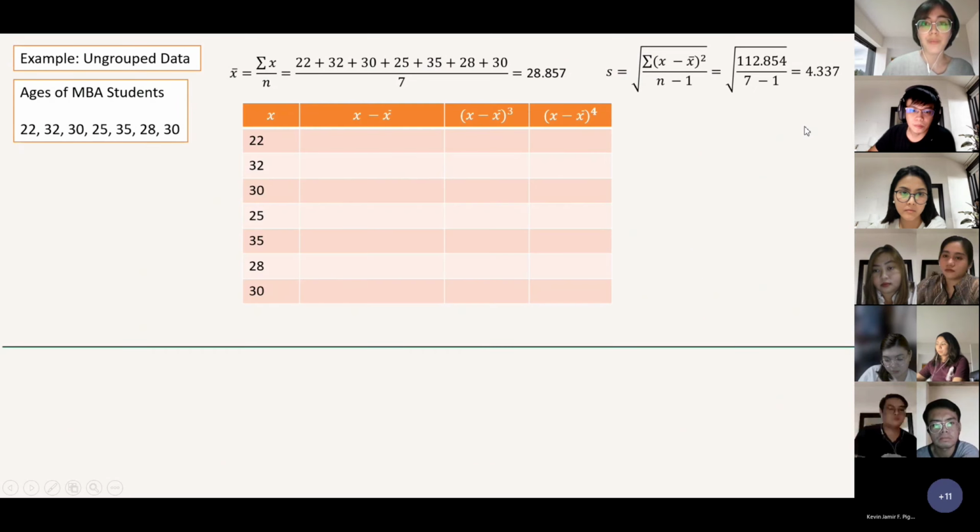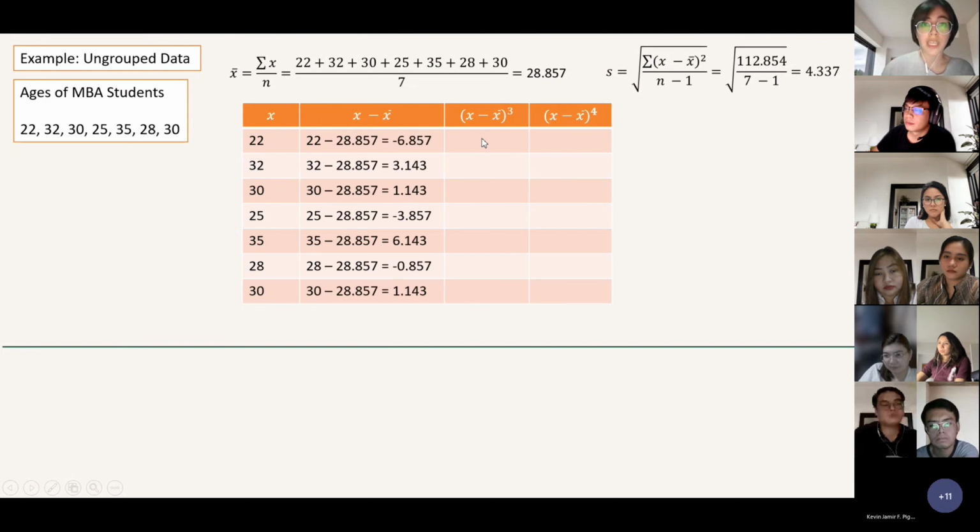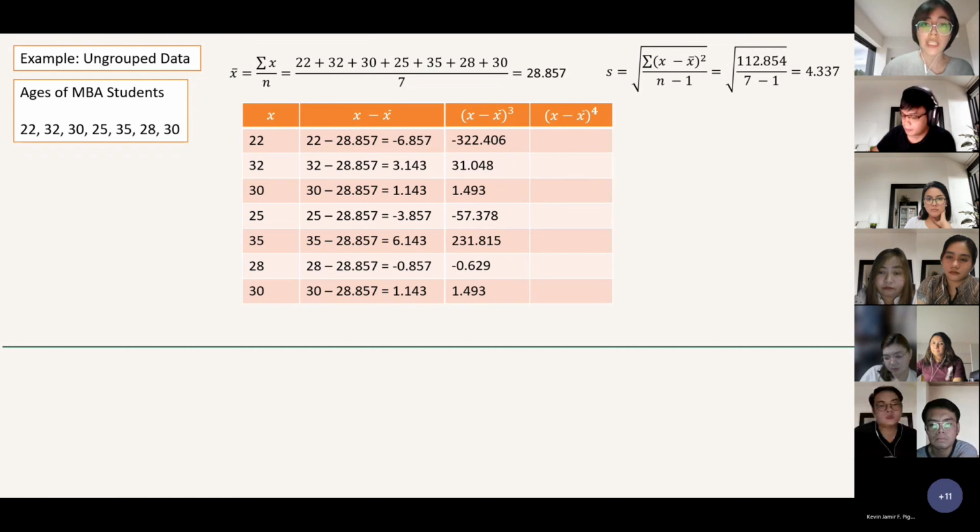Now we'll make the table. For the table, for the x, it is 22, 32, 30, 25, 35, 28, 30. For the second column, we'll get x minus mean. So it is 22 minus 28.857, which gives us negative 6.857. For the third column, we raise the value from the second column to the third power. Negative 6.857 raised to 3 is equal to negative 322.406. Then I pre-computed the other rows.